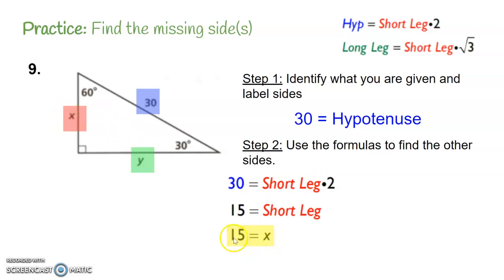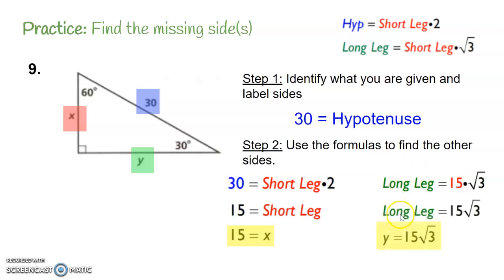Now that I know what my short leg is, I can use my other formula. For every single one of these problems, you are going to have to use both formulas. It just depends which one you use first or second. So for my second formula, I have my long leg equals whatever answer I got for my short leg times the square root of 3. So my long leg is y. 15 times the square root of 3 is 15 root 3. So again, decide which value you have been given, and you'll use that formula first.